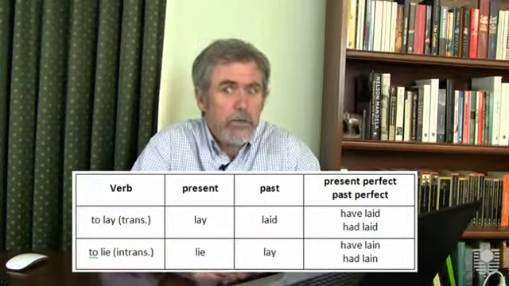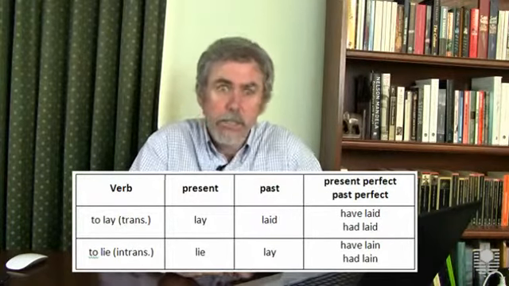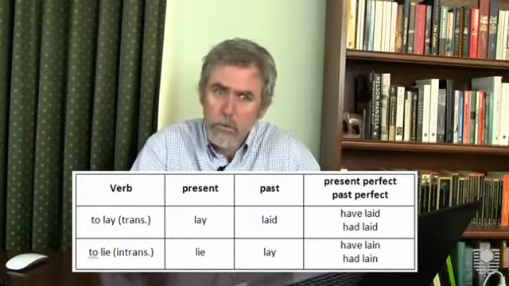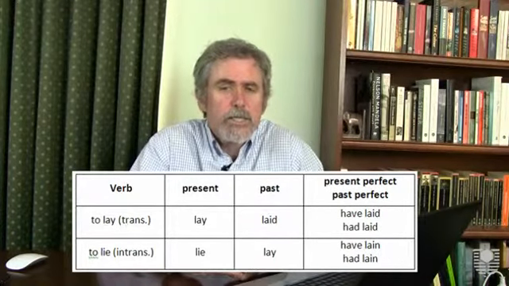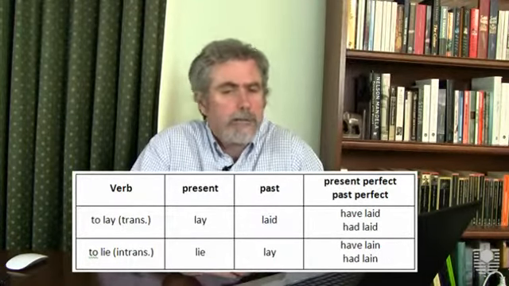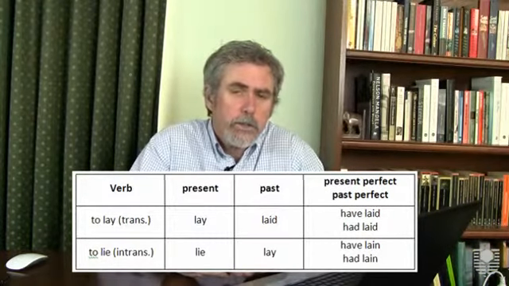So here, lay is not the transitive verb that we spoke about earlier. It's the past tense of the intransitive verb lie. Boy, that's confusing. And the past tense of lay there is lain. I have lain for a long time. I had lain for only about 4 hours.